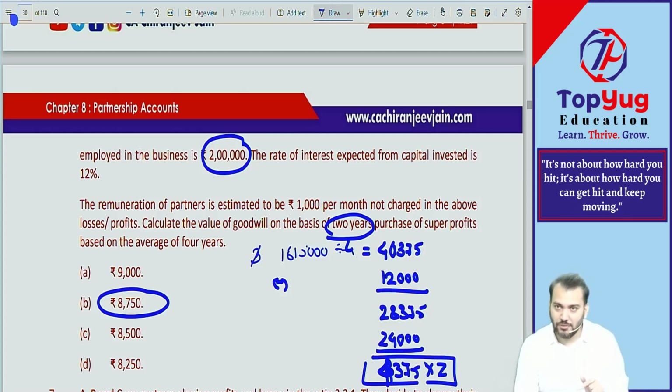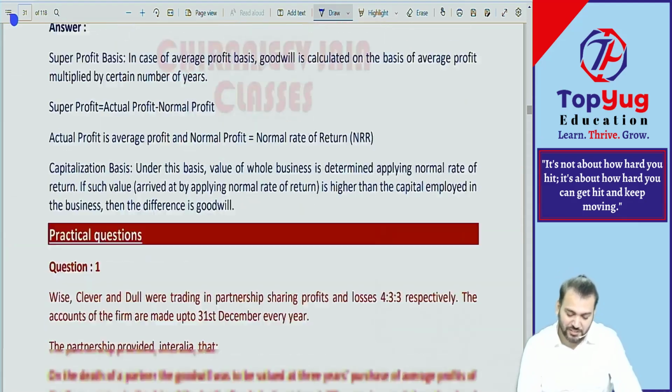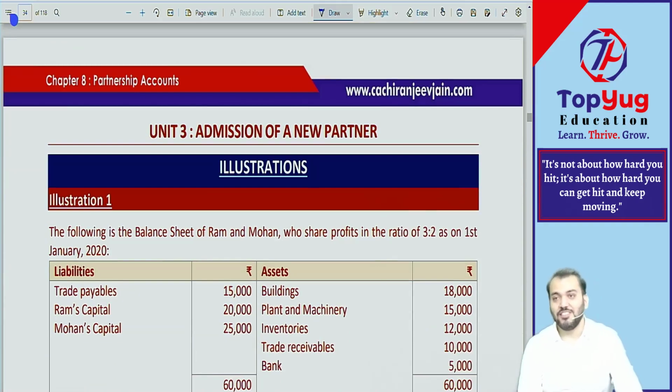Unit number 2, any doubt? Unit number 2, any more doubt? Come to unit number 3. Now what is the doubt?